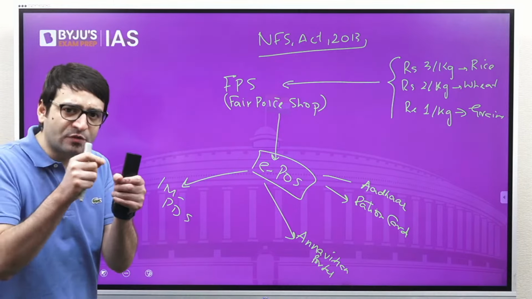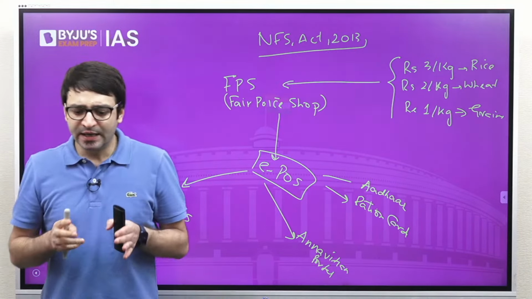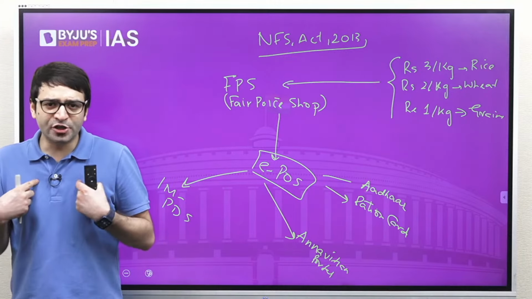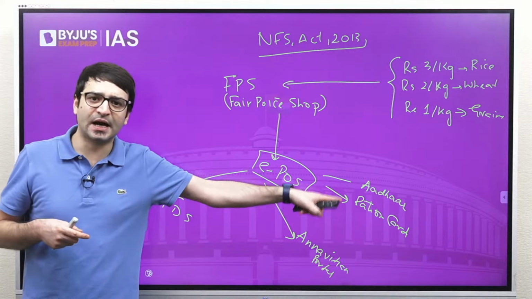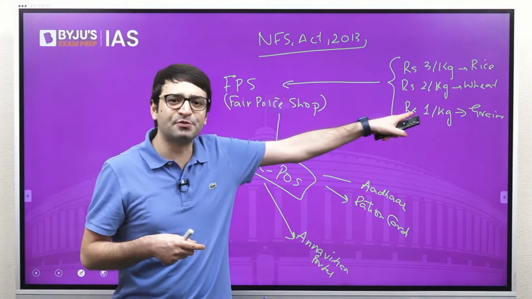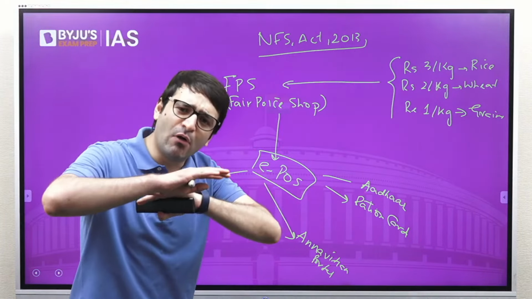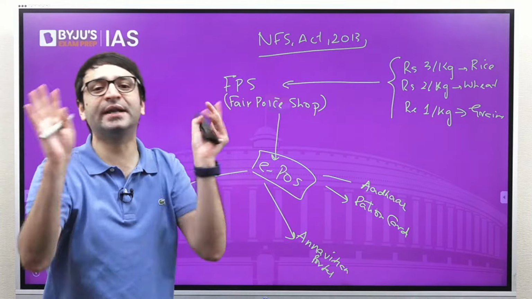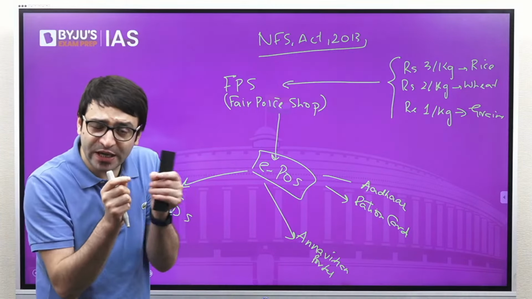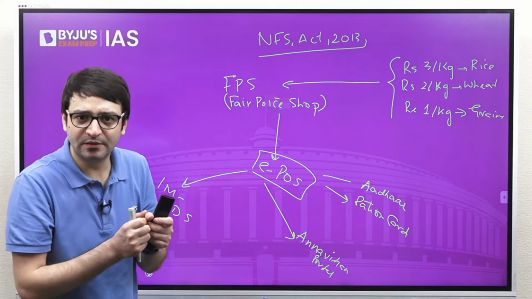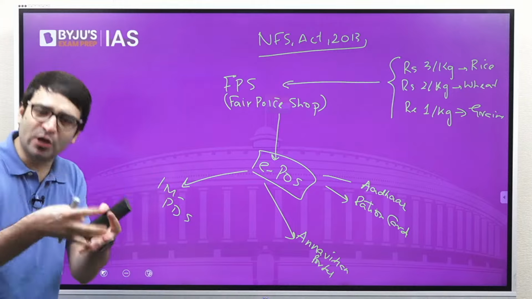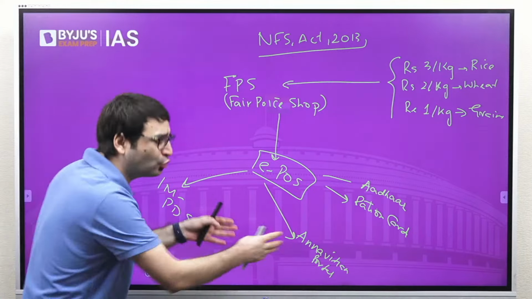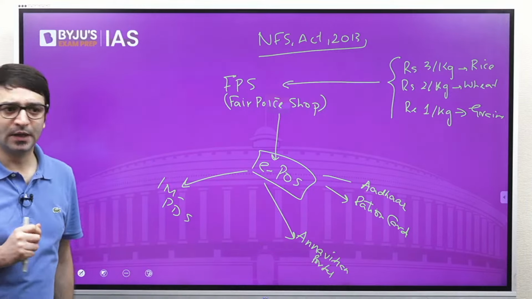The whole purpose of this One Nation, One Ration Card is, if I am a migrant, not just me, even my family members, using this ration card and the Aadhaar, they can get subsidized food grains in all the fair price shops anywhere in the country. But we need to keep track of these transactions as well. We need to keep track of these benefits as well. That is why technology comes into picture and these two portals are to be maintained.